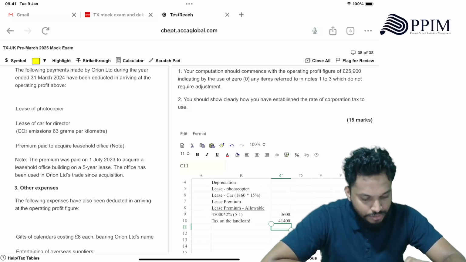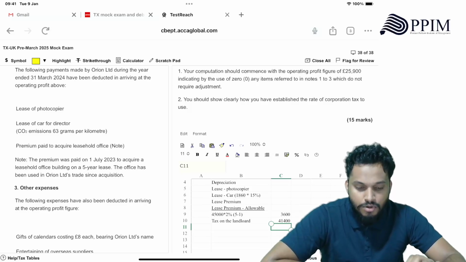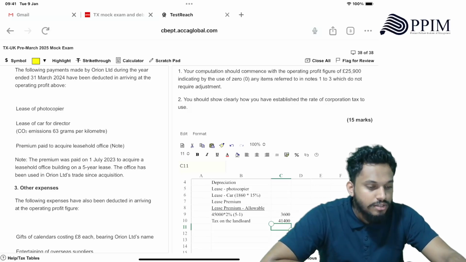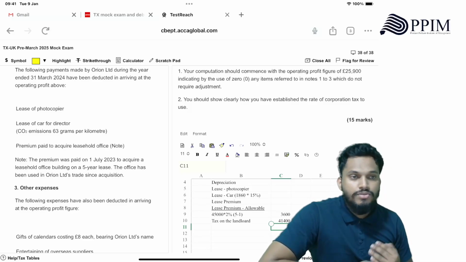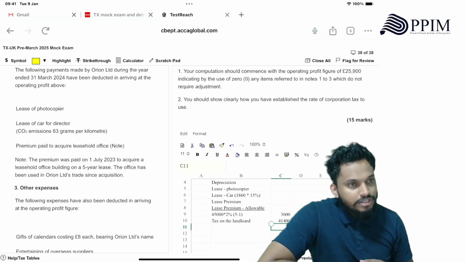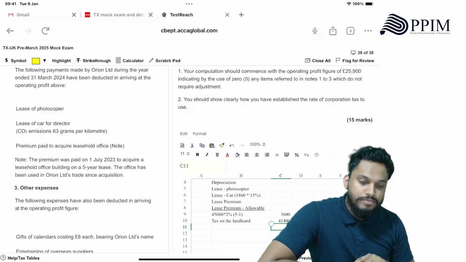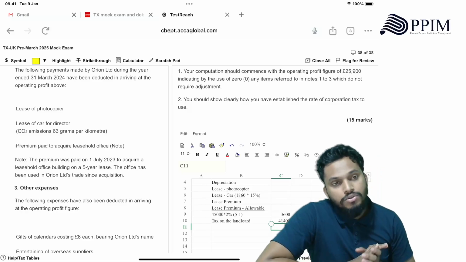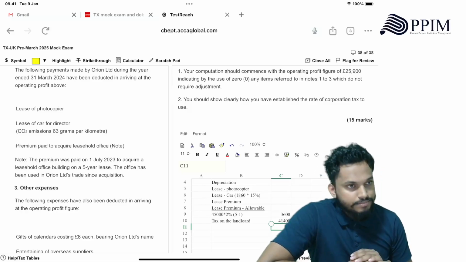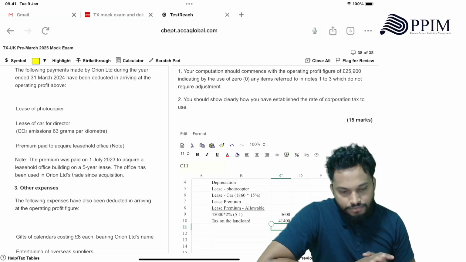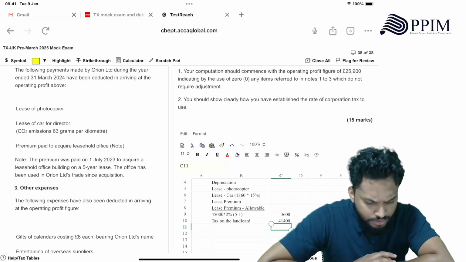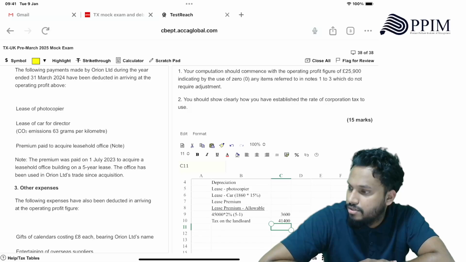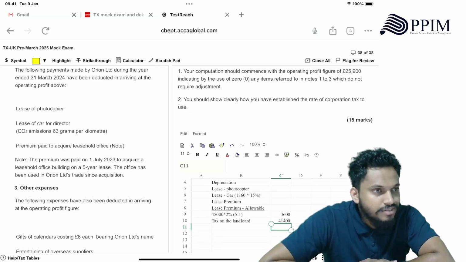However, for your adjustment, you need to take the amount which is relevant to the period, but you are using this leasehold office building from 1st of July. So from 1st of July to April, how many months? 9 months. So you need to remember this. You need to prorate this figure. So to prorate this figure, what you need to do? 45,000 minus 41,400 is how much? The difference of 3,600.